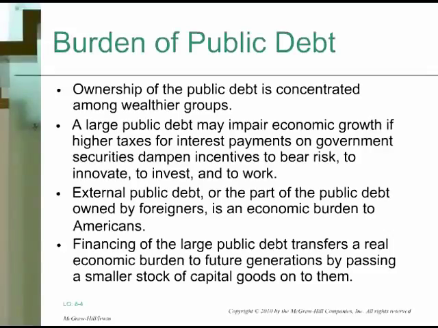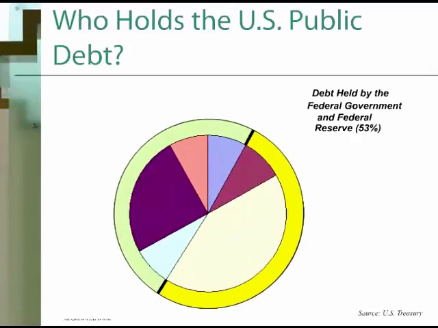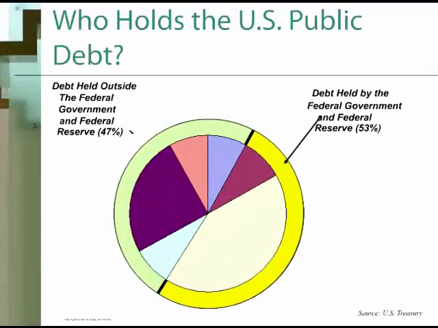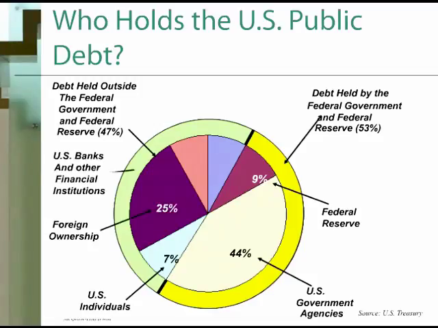Who holds the U.S. public debt? 53% of the debt is held by the federal government, 44%, and the Federal Reserve, 9%. The rest is held by U.S. individuals, 7%, U.S. financial institutions, 8%, foreigners, 25%, and other institutions such as local and state governments.